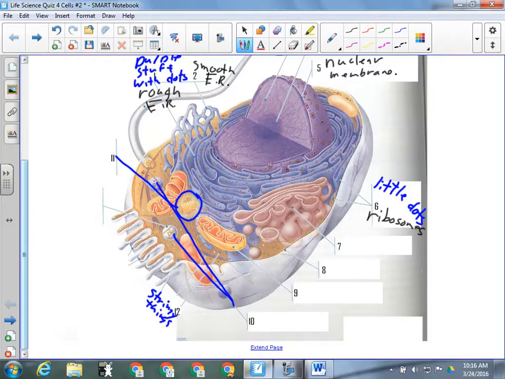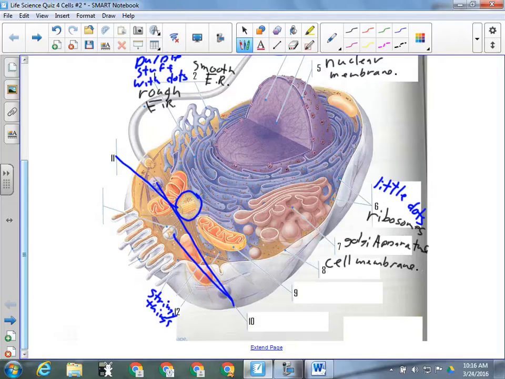All right, number 7, this big pinkish thing, Golgi apparatus. The Golgi apparatus packages wastes for export from the cell. Number 8, cell membrane. I'm looking for 2 words, endocytosis and exocytosis. It controls endocytosis and exocytosis. They must have those 2 words there or it isn't right.